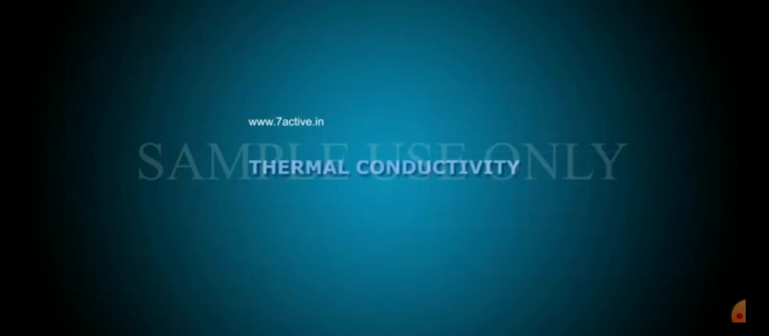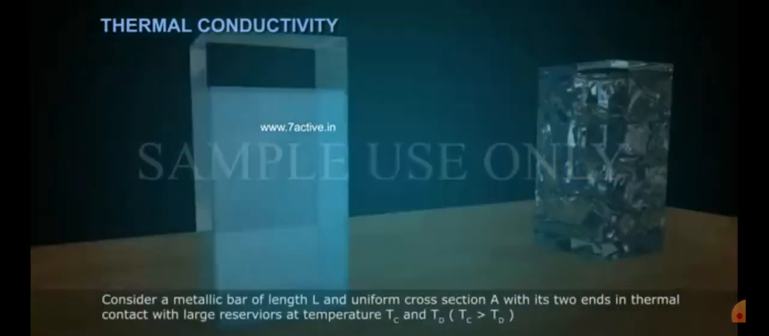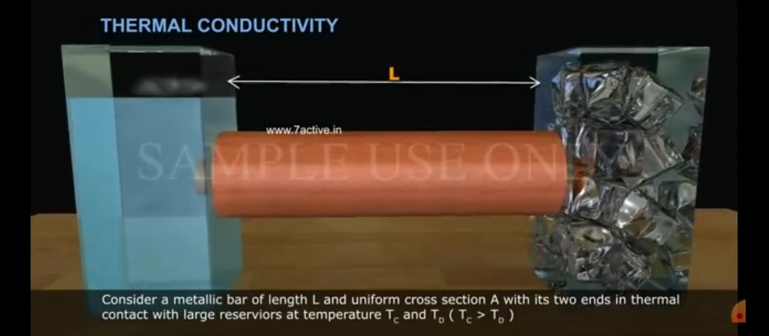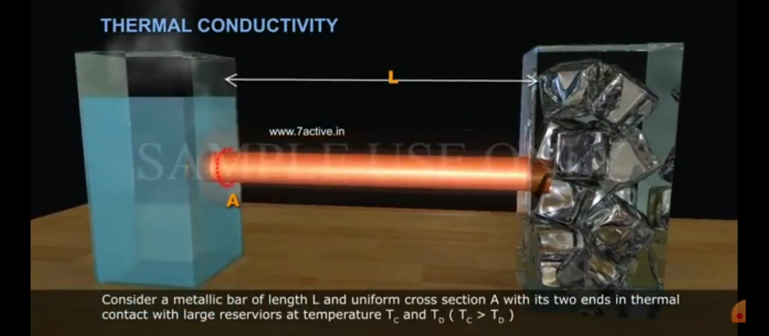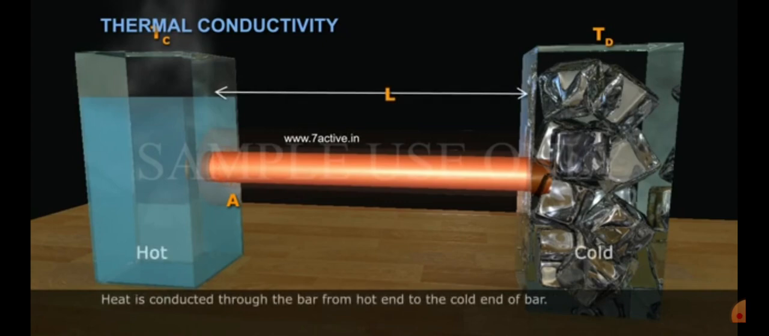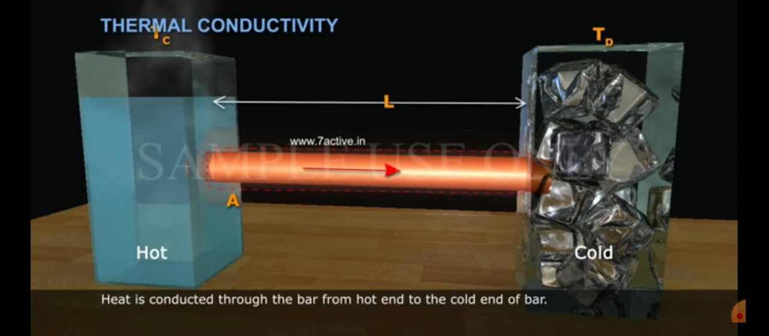Thermal conductivity. Thermal conductivity of a solid is a measure of the ability of the solid to conduct heat through it. Consider a metallic bar of length L and uniform cross-section A with its two ends in thermal contact with large reservoirs at temperatures Tc and Td, Tc greater than Td. Heat is conducted through the bar from the hot end to the cold end of the bar.